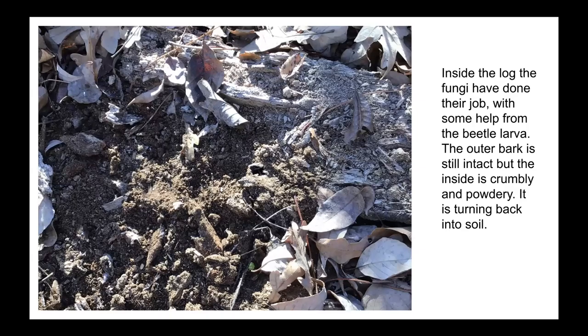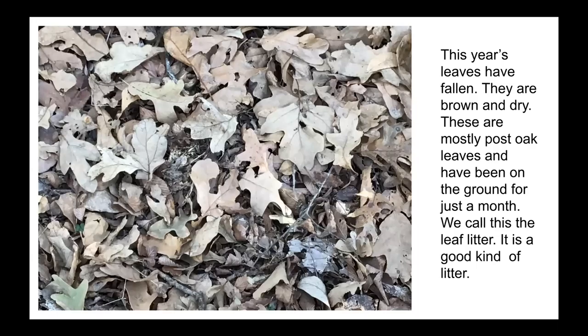So here's the top of the forest floor, and we call this leaf litter. It's a good kind of litter. These are leaves that fell this year, about a month or so ago, they started falling. These are our post-oak leaves. You can see a lot of holes in those leaves. So the caterpillars were having a little dinner or two before they fell while they were still green. They don't like to eat them now.